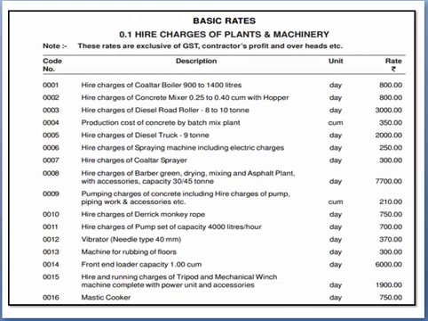So basic rates, in this format, the rates of the plants and the machinery will be given. You can see the hire charges of coal tar boiler, 900 to 1400 liters, per day unit. Under unit you will have per day, and the rate is 800. So these items and descriptions, you need to go through once.